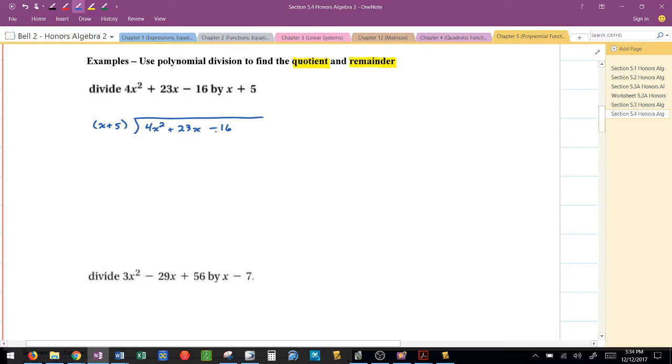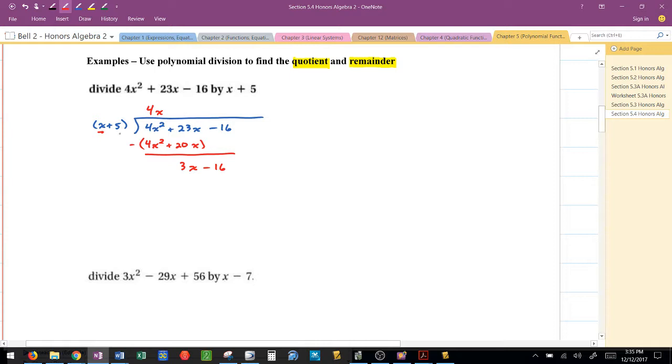I ask myself the question, what times x gives me 4x squared? Well, that would be 4x. I'm now going to distribute the 4x, so I have 4x squared plus 20x. Just like in long division, I then take that term and subtract it. That allows the x squareds to cancel out. I have 23x minus 20x, which is 3x minus 16, and I start the process over again.